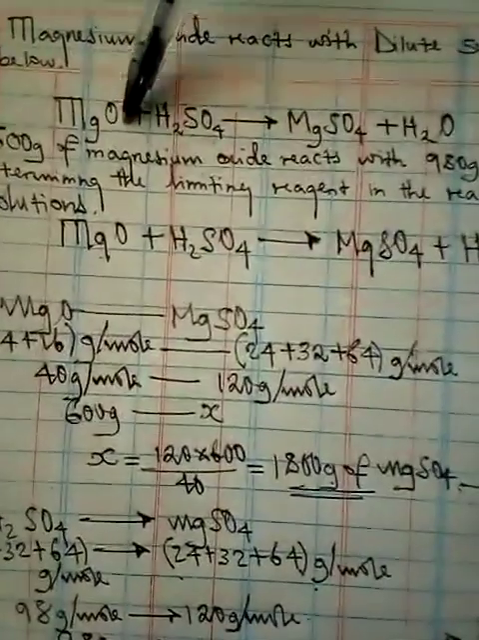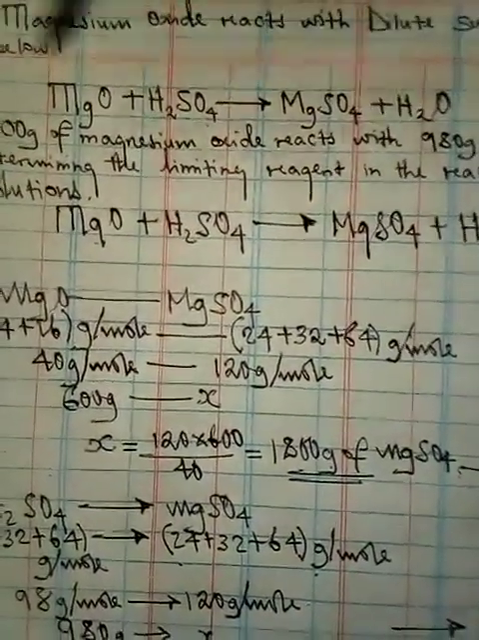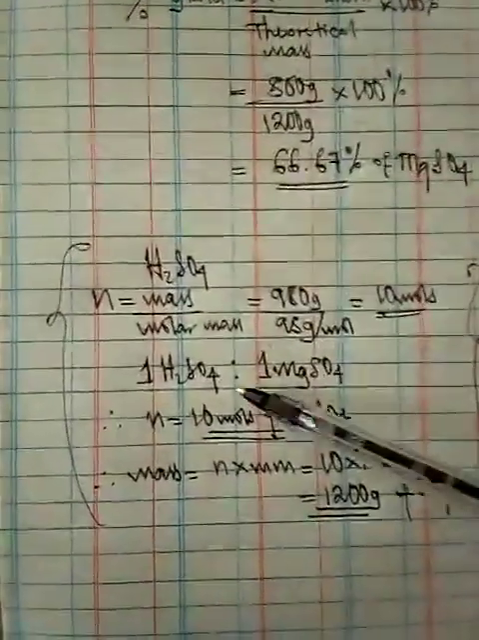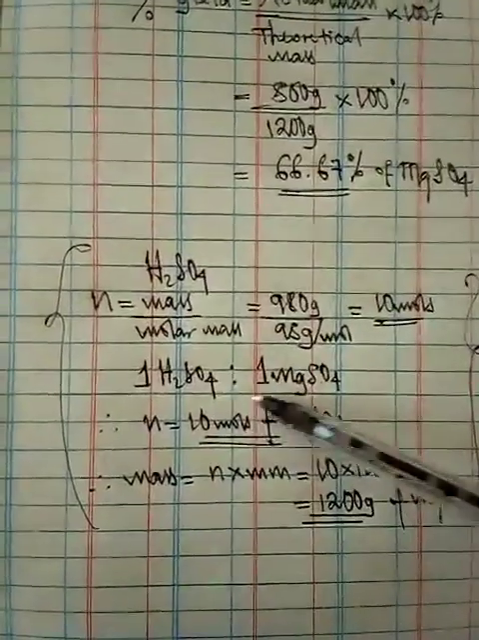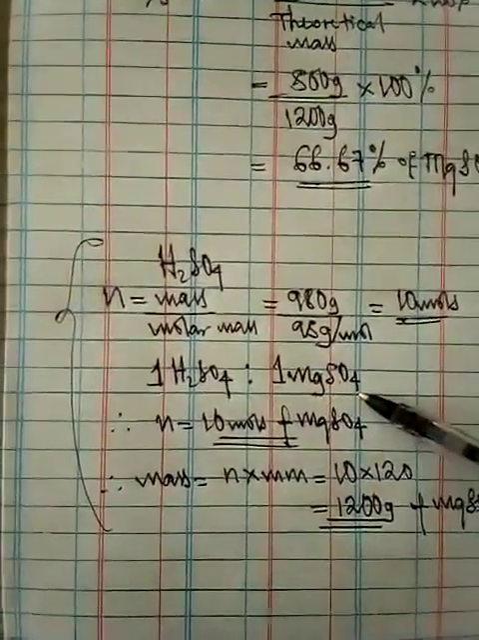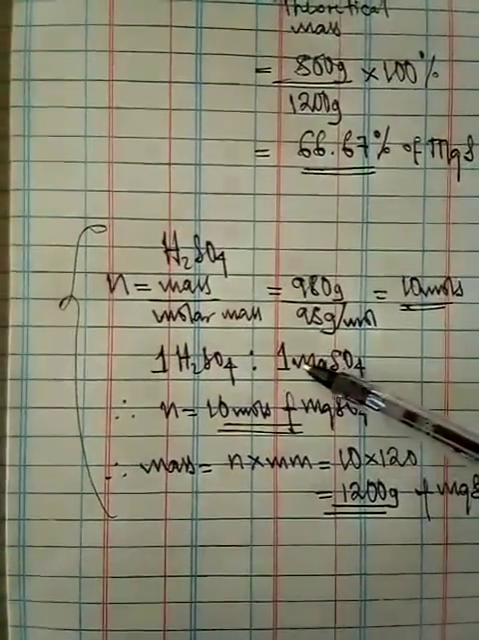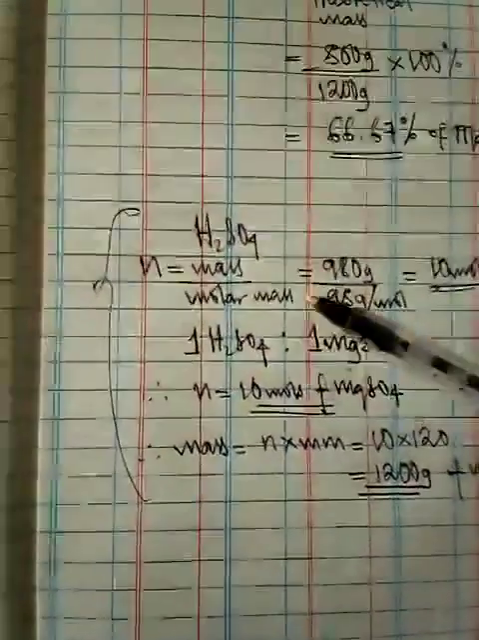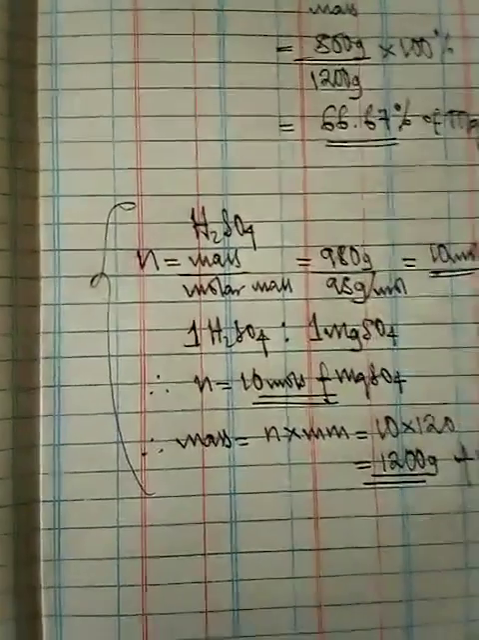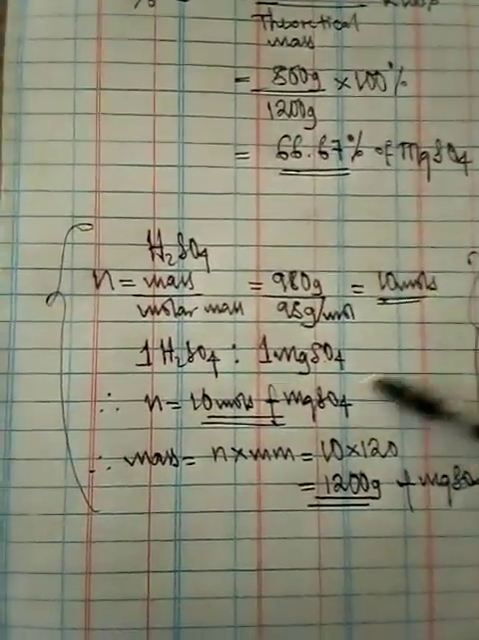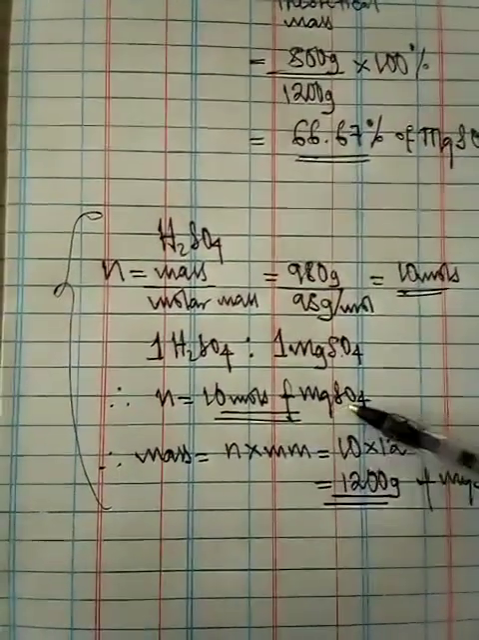Look at it, the mole ratio between your sulfuric acid and your magnesium sulfate is 1 to 1. 1 mole of sulfuric acid is producing 1 mole of magnesium sulfate. So again, 1 to 1 implies that the number of moles of the sulfuric acid and the magnesium sulfate are the same. So if we're having 10 moles of sulfuric acid, then we are definitely going to have 10 moles of magnesium sulfate.